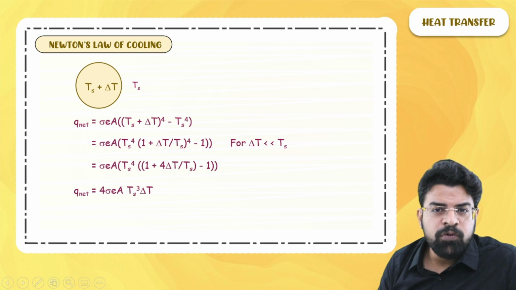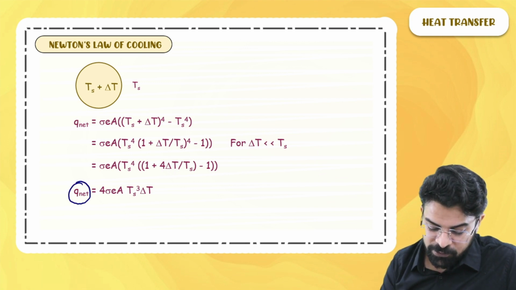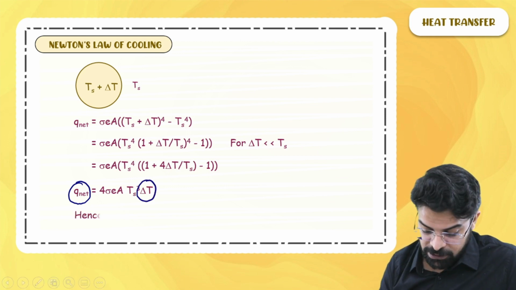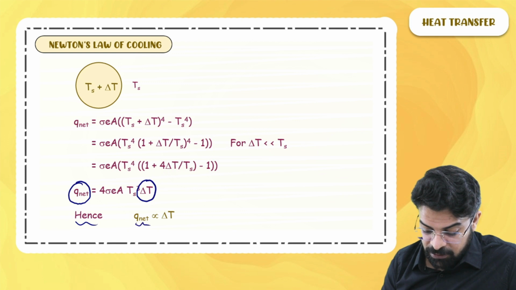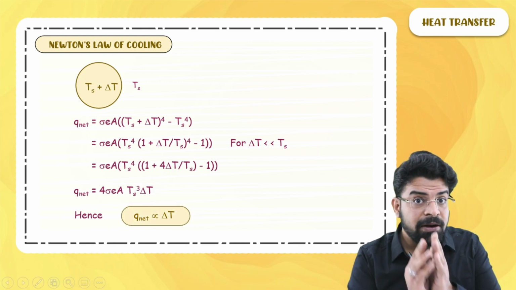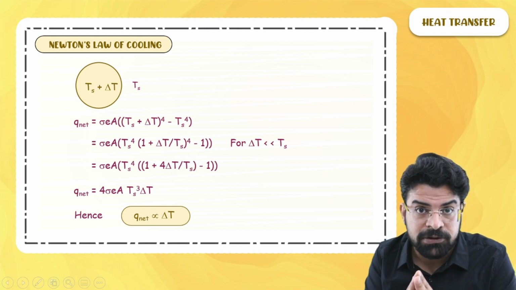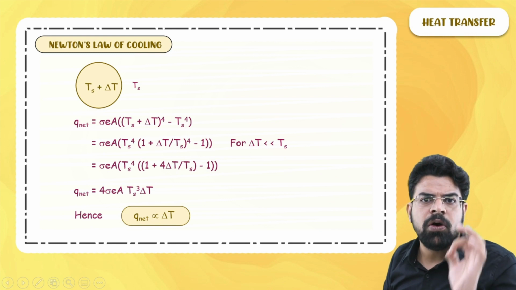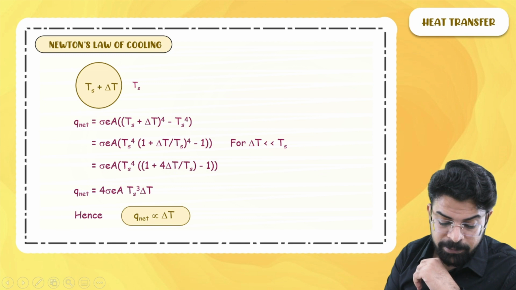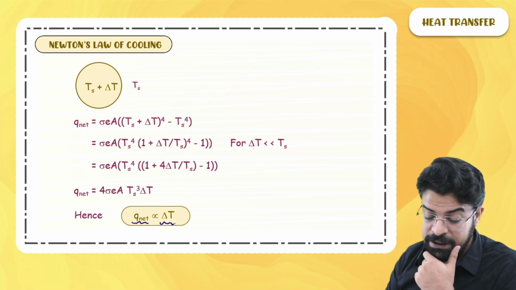But what we need to focus on here is this small part. The net rate of heat flow is directly proportional to the temperature difference. From where did we get Newton's law of cooling? From the radiation mode of heat transfer. And remember this simple line: the net rate of heat flow is directly proportional to the temperature difference.